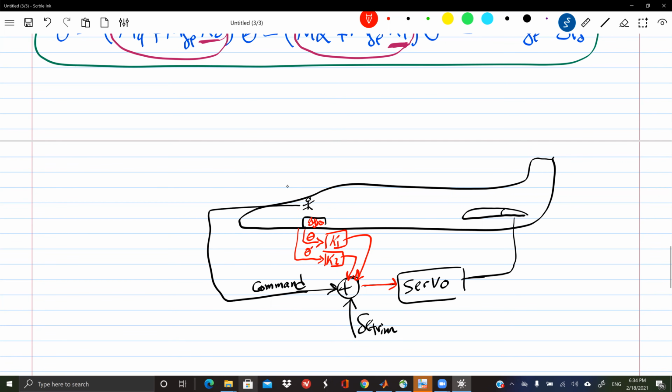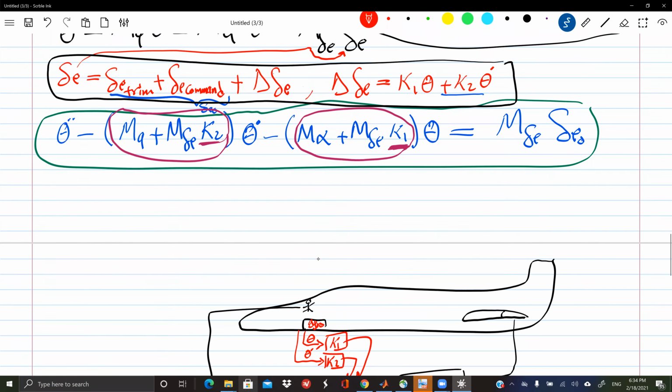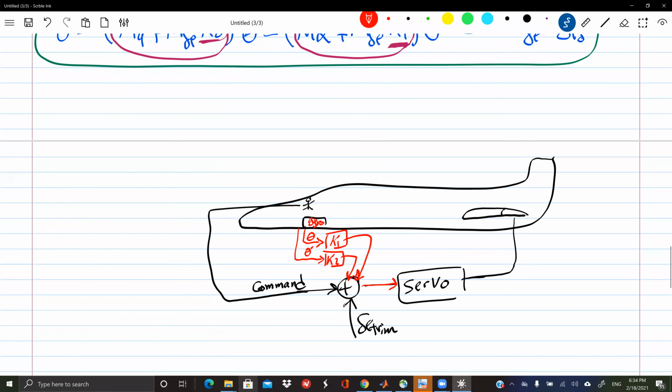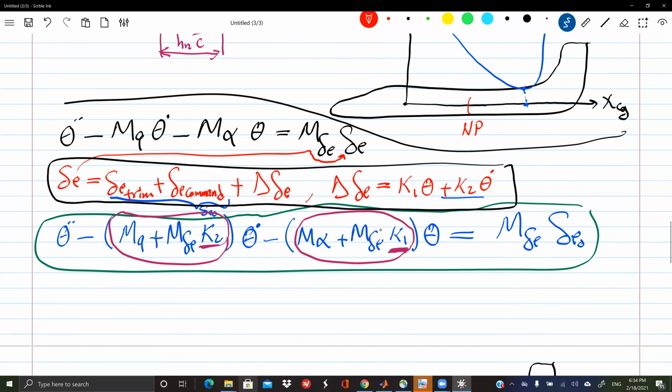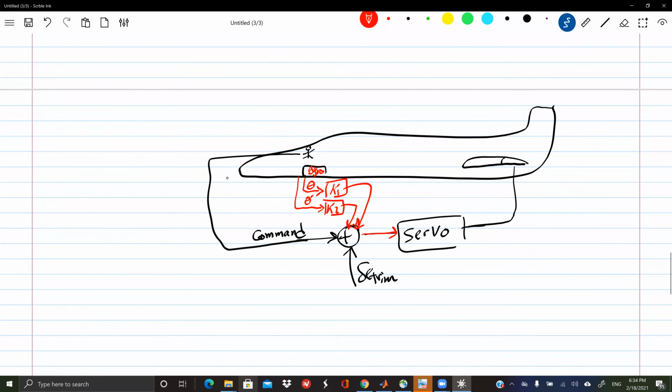And this loop runs continuously during flight. Whenever the airplane gets a disturbance from outside, it will reject it. Whenever the airplane gets a command from the pilot, it will execute it. And it's with what? With the right settling time and overshoot that you design these gains to meet. Any question about this implementation? Any question?